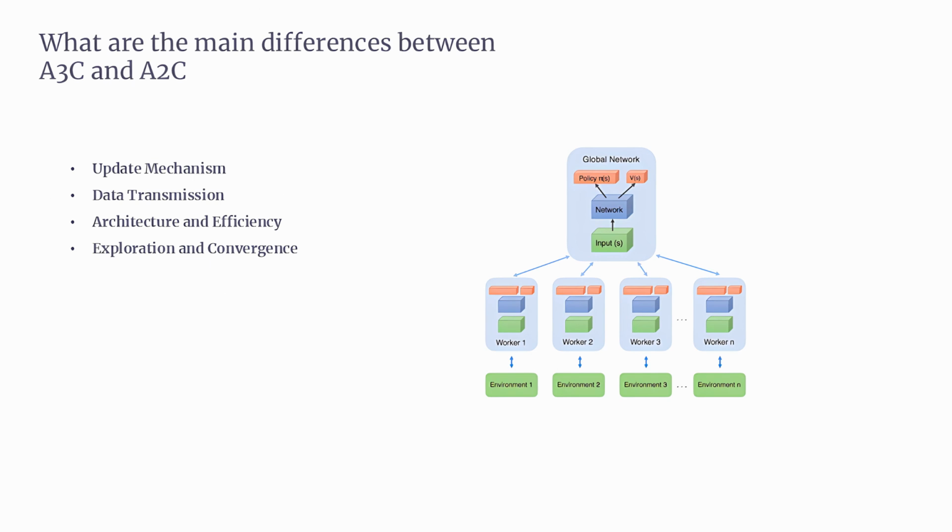In summary, A3C is ideal for environments where asynchronous parallel exploration is beneficial and CPU power is available. A2C is better suited for situations where synchronous updates and large batch sizes, with GPU acceleration, are more advantageous. Both algorithms have their strengths, depending on the specific environment and resources available.